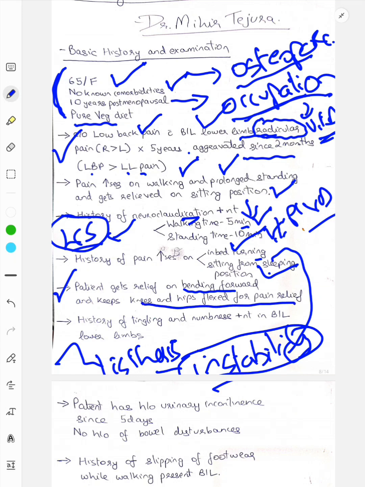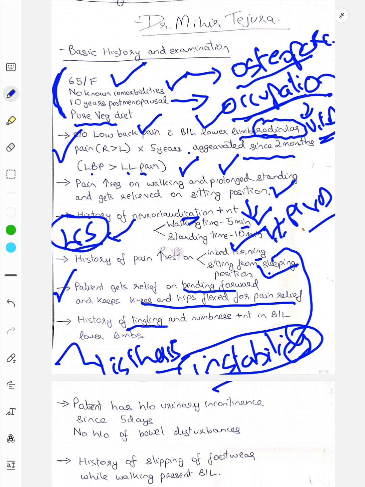So whenever the patient says that on bending forward, on flexing, he has pain, that is a picture of PIVD. If you imagine the spine, that is a picture of PIVD. And whenever the patient says that on flexing, the patient gets relieved, the patient feels better, that is the picture of LCS. So these LCS patients present to the OPD saying that when I keep my knees and hips flexed, I feel better. Right, we are going to discuss in detail.